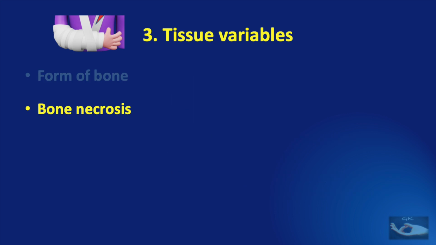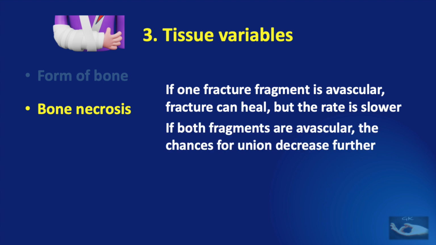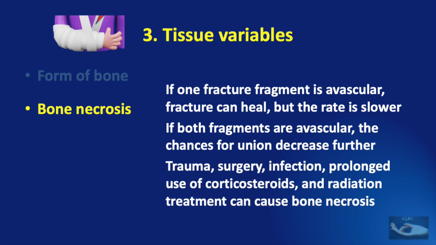Necrosis of bone is a significant factor as far as fracture healing is concerned. If one fracture fragment is avascular, the fracture can heal, but the rate is slower. If both fracture fragments are avascular, the chances for union decrease even further. And this reduction in vascularity could be caused by trauma, surgery, infection, prolonged use of corticosteroids, and even radiation treatment.